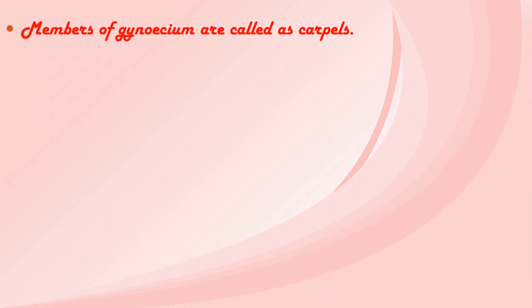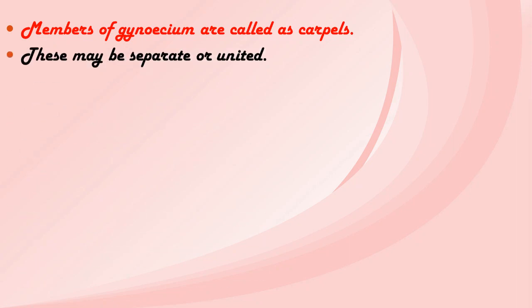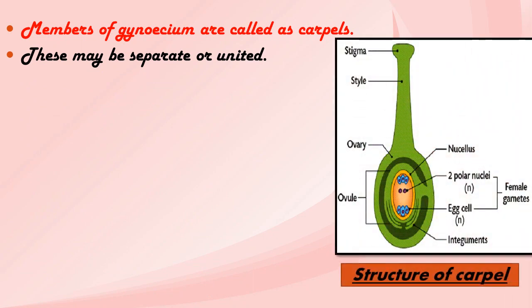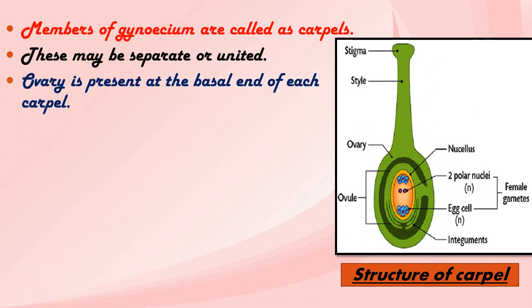Okay, now members of gynoecium are called carpels. The members of gynoecium we have seen, that is style, stigma and ovary, and inside the ovary ovules are present. So these may be separate or united, and the ovary is present at the basal end of each carpel. You can observe here the structure of a carpel. So the ovary is present at the basal end of each carpel.